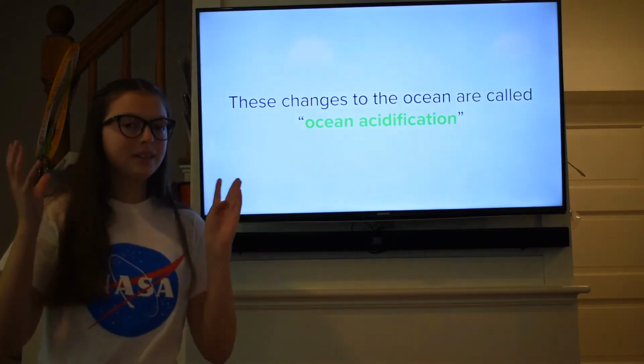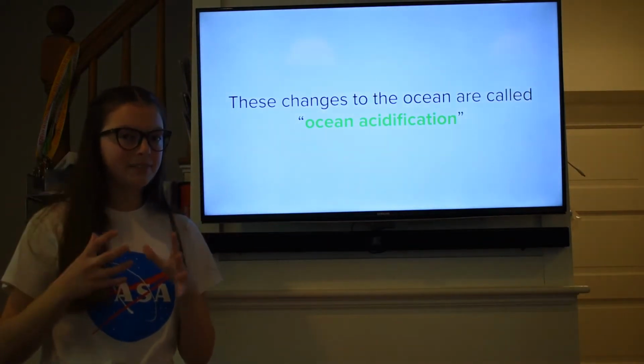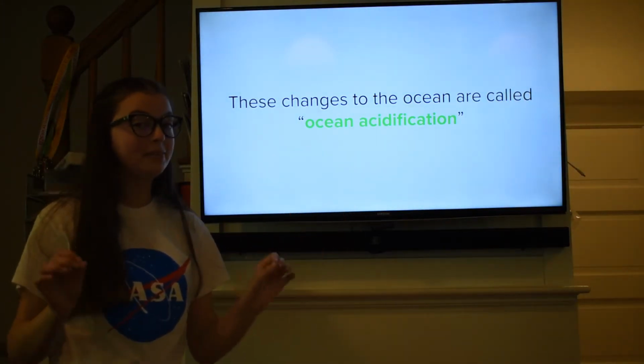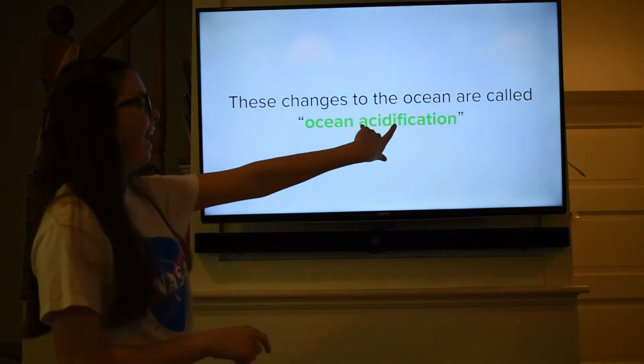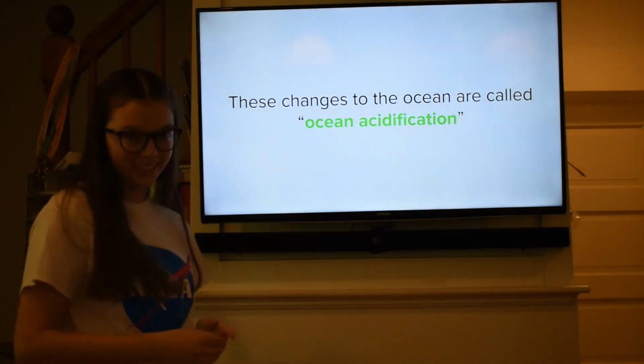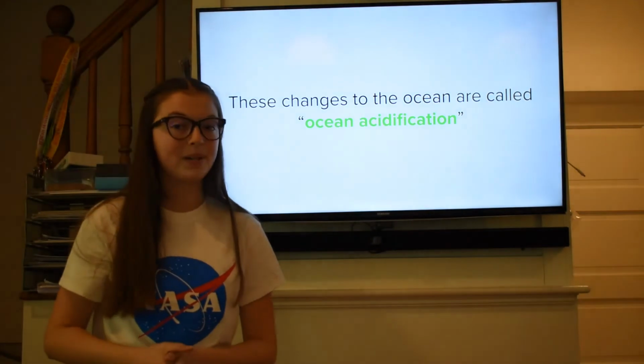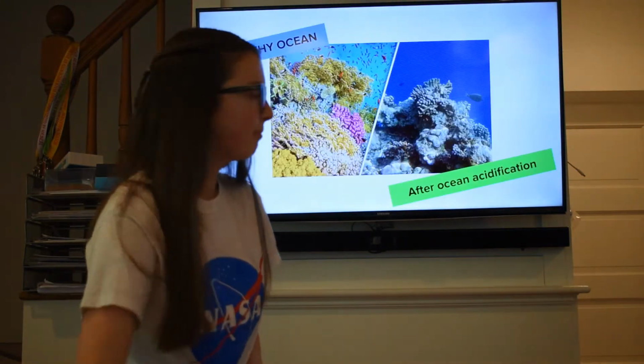So when this acidic quality is given to the ocean, we call that, this big word, ocean acidification. We see the word acid right there, just like acidic. So just look for that little word acid and you know that it's talking about the ocean being acidic.